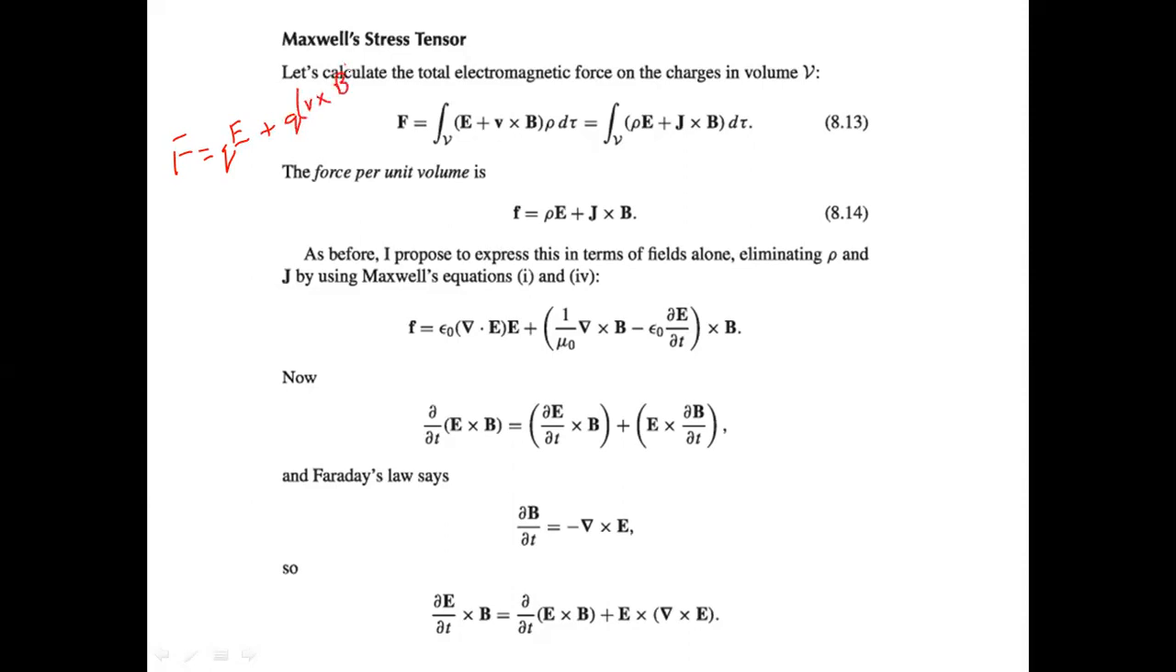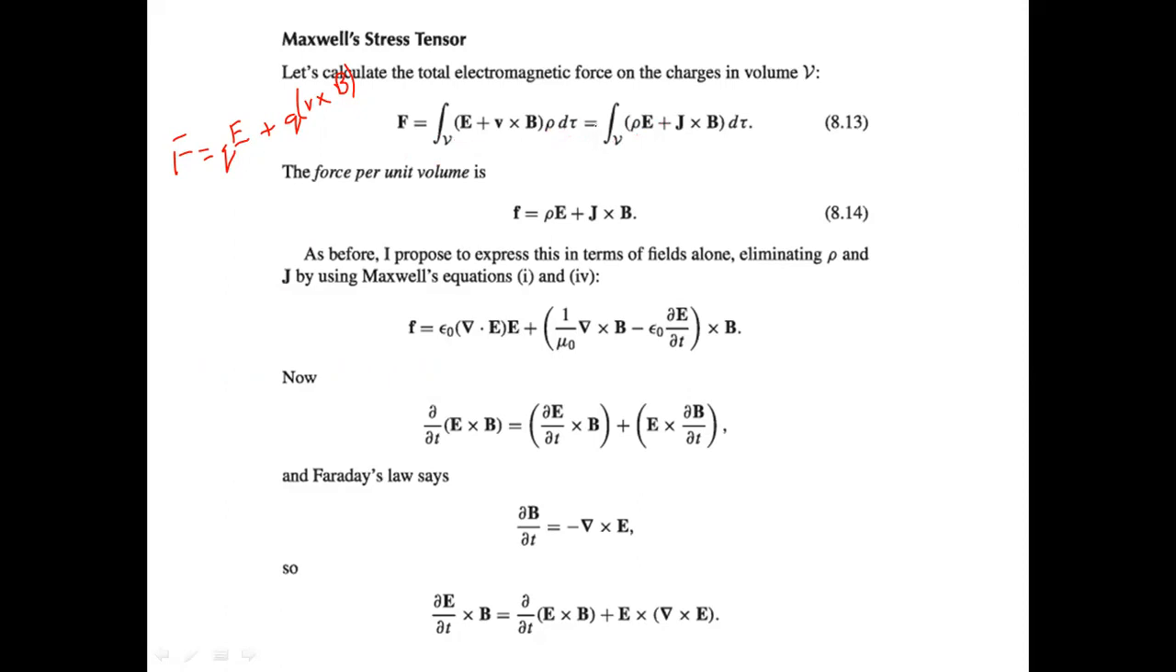QV cross B. Now this I would write as, I take the Q common, and the Q can be written out as the volume charge density integrated with respect to the volume. Integrate over the entire volume, we'll get the total charge. So that is what we are doing here.